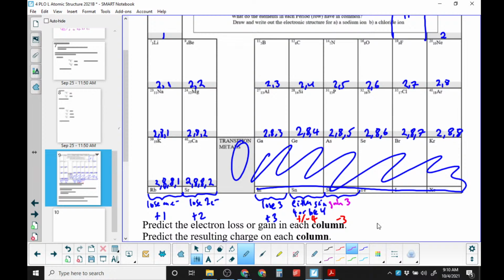Richard. Gain 2. What's its charge? And the next column, Jonathan. -1. What does it do? Adds 1. And the piece de resistance, the last column. Nothing.